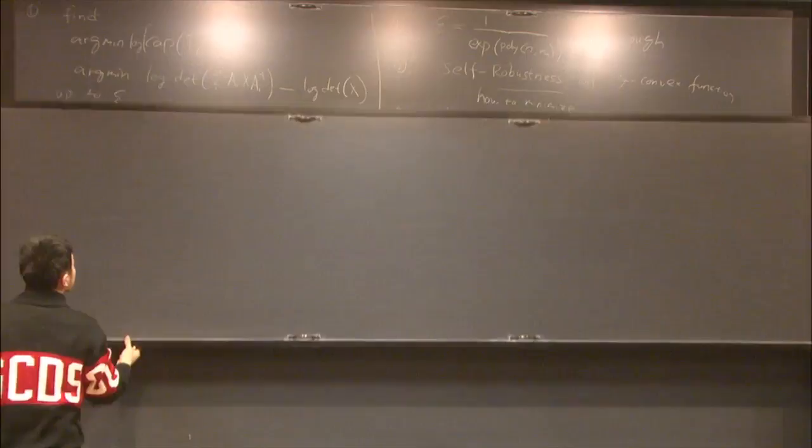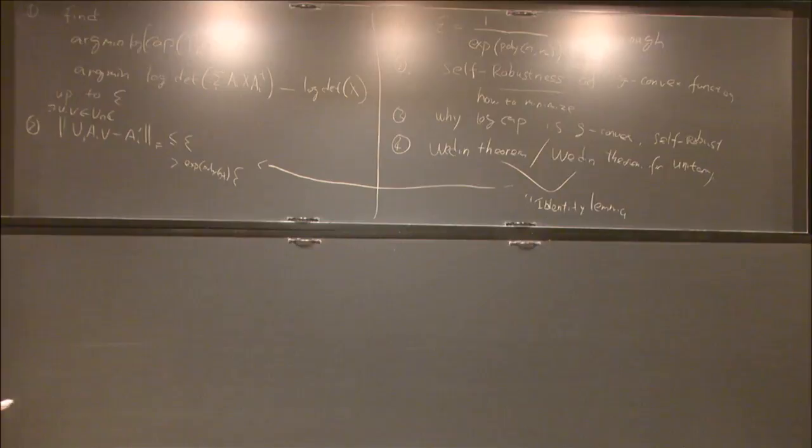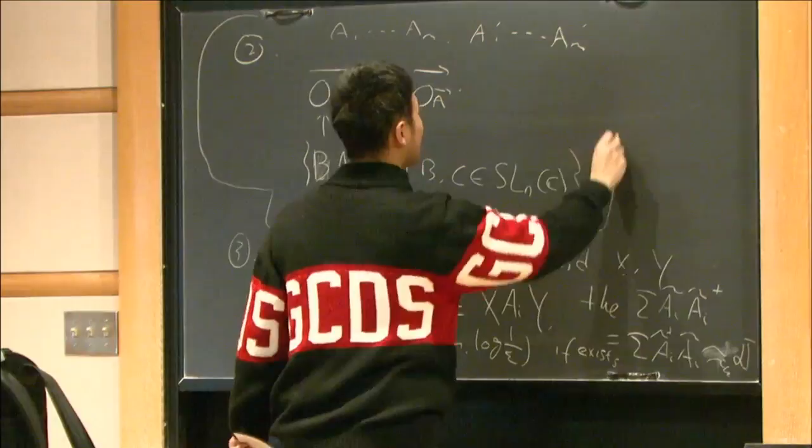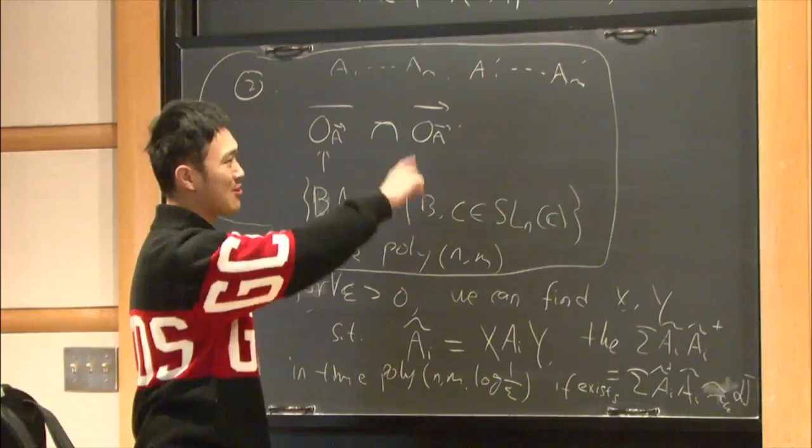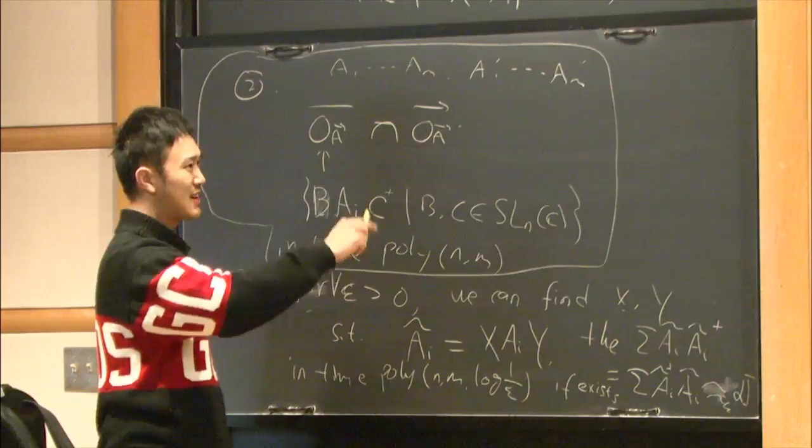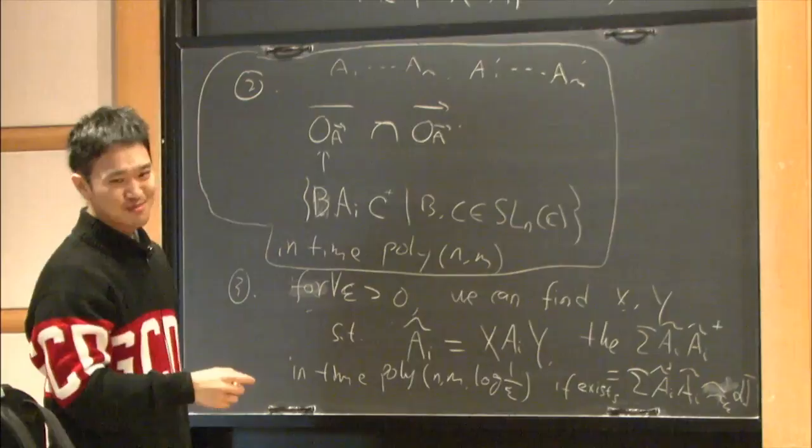So let's start with why this exponentially small is okay. So maybe we will just focus on this thing, which is the hardest part of all this. So I will just focus on this orbit closure, and all the others, the first one and the third one, are just a simple modification of this.